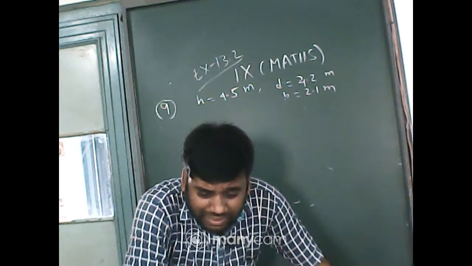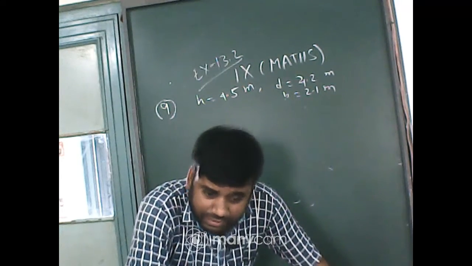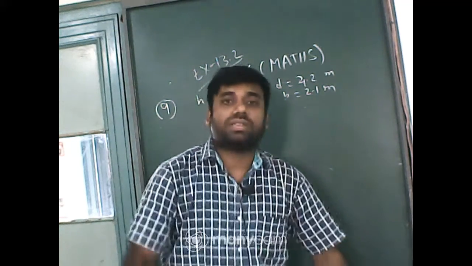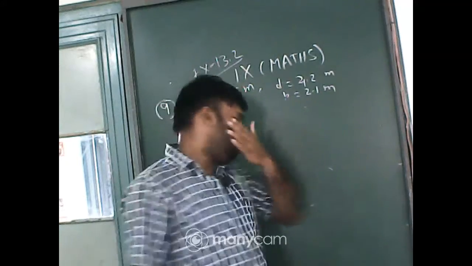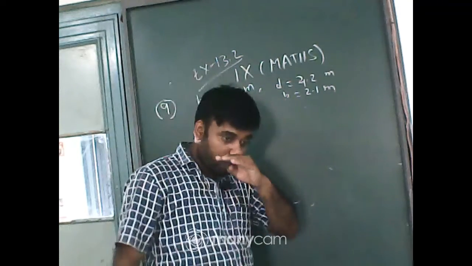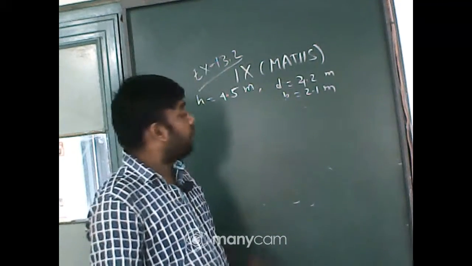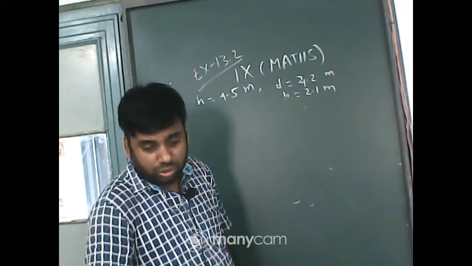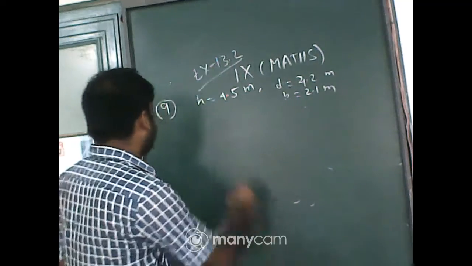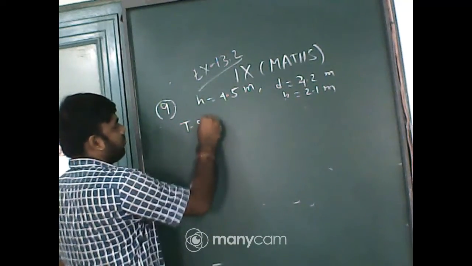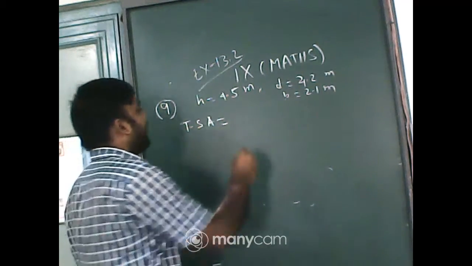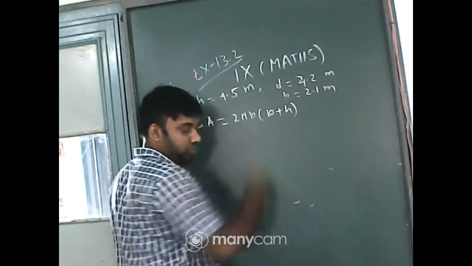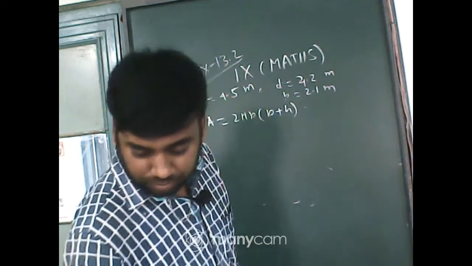So TSA or CSA, how much area? Yes, TSA, as it is a closed cylinder. Closed cylinder means that both the upper portion and lower bottom, the top circles are also closed. So we need TSA. So TSA is 2 pi r into r plus h.